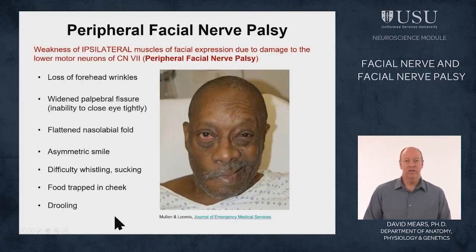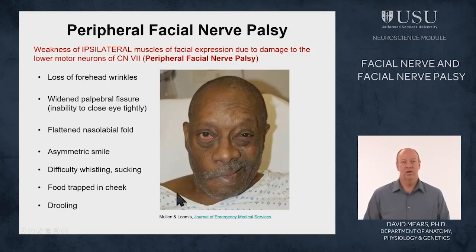So when the facial nerve gets damaged, or more precisely, when the lower motor neurons of that facial nerve get damaged, you're going to get what's known as peripheral facial nerve palsy. Basically that's going to cause weakness or paralysis of all of the muscles of facial expression on the ipsilateral side. And this condition was described already in the lecture on the face.